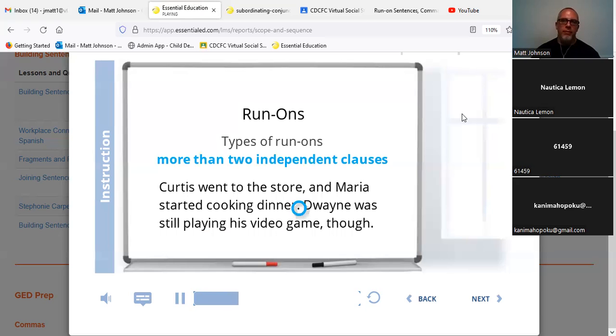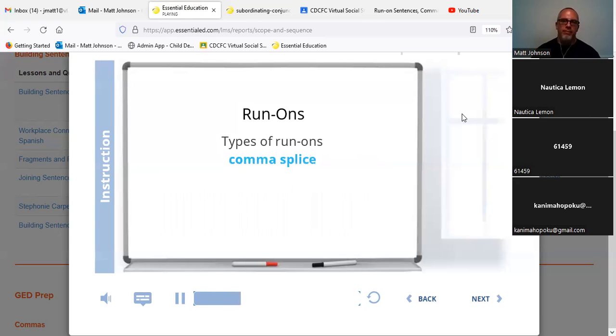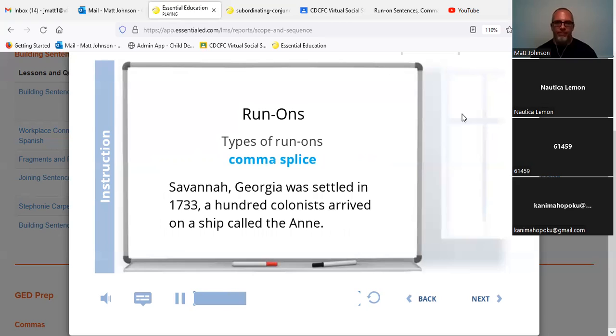Another common problem is called a comma splice. That's when you join two sentences with just a comma. Savannah, Georgia was settled in 1733, 100 colonists arrived on a ship called the Anne. You could fix a comma splice in four ways. First, you could just make it into two sentences. Savannah, Georgia was settled in 1733. 100 colonists arrived on a ship called the Anne.